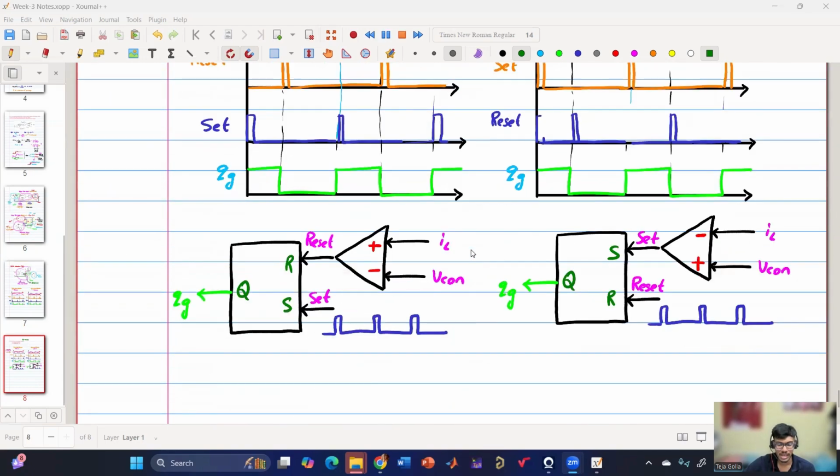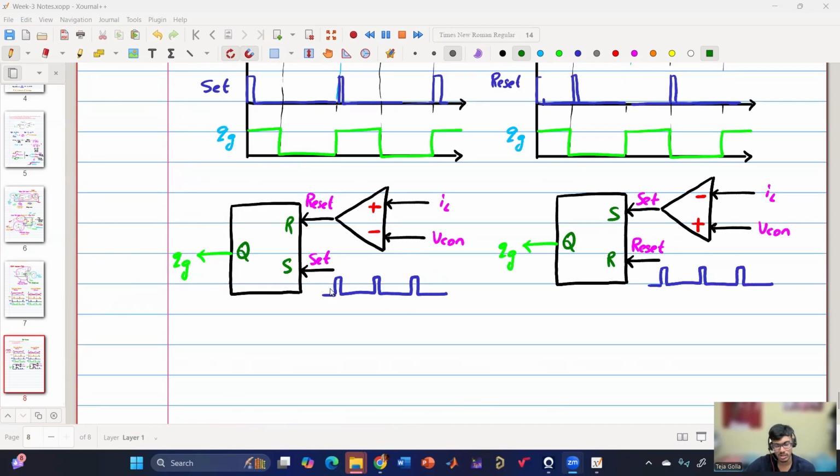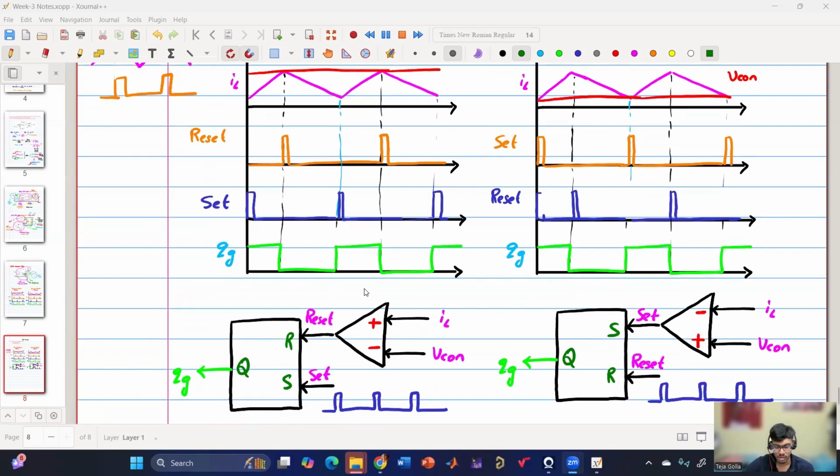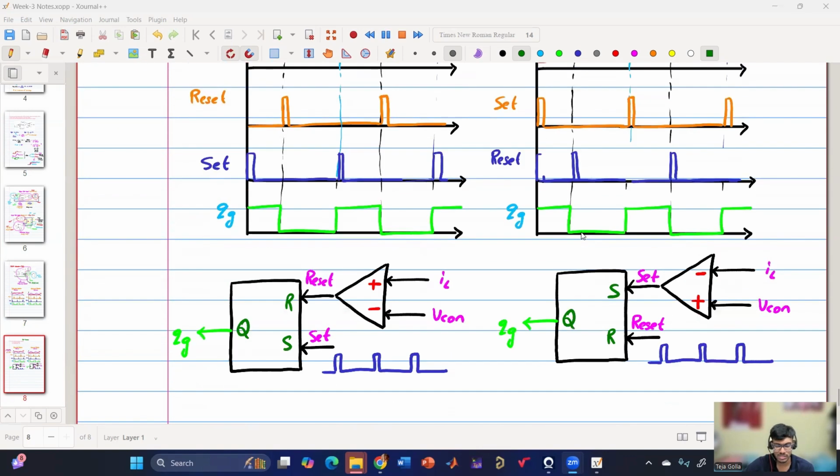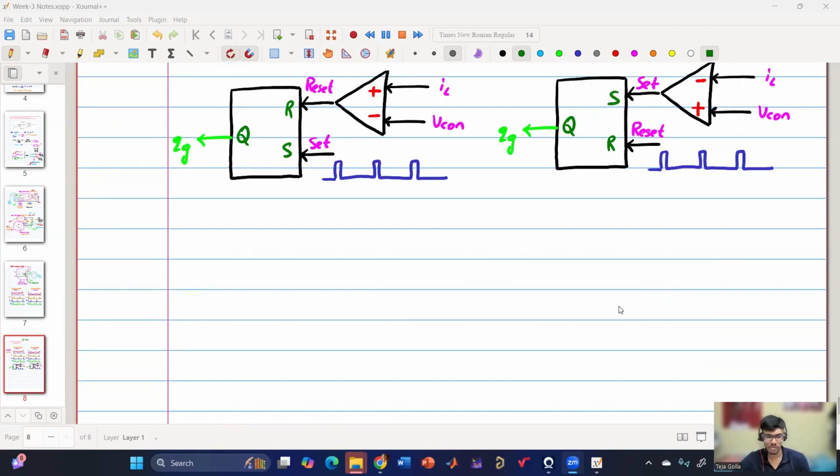And then we have also seen the implementation using the comparator as well as SR flip-flop, and then how they are different for this as well as this. So the only differences are set and reset pulses and the comparator inputs. So this is all we have discussed in this week.